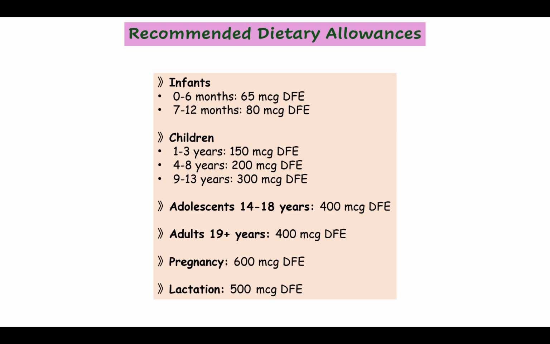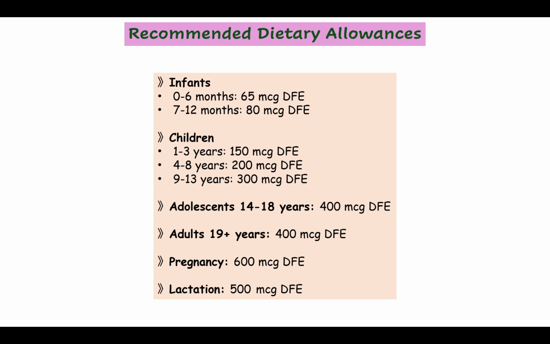Here we review the recommended dietary allowances expressed as micrograms of dietary folate equivalents, or DFE. For infants aged 0 to 6 months, the requirement is 65 micrograms DFE, and for 7 to 12 months, it is 80 micrograms DFE. For children aged 1 to 3 years, the recommendation is 150 micrograms DFE. For 4 to 8 years, it increases to 200 micrograms DFE. For 9 to 13 years, it is 300 micrograms DFE.